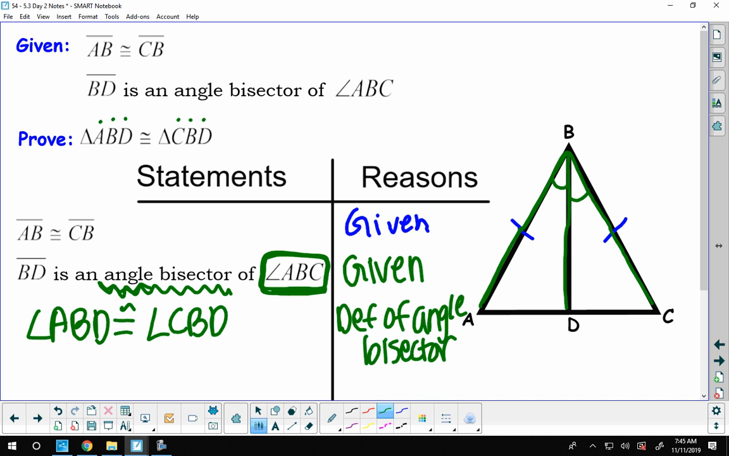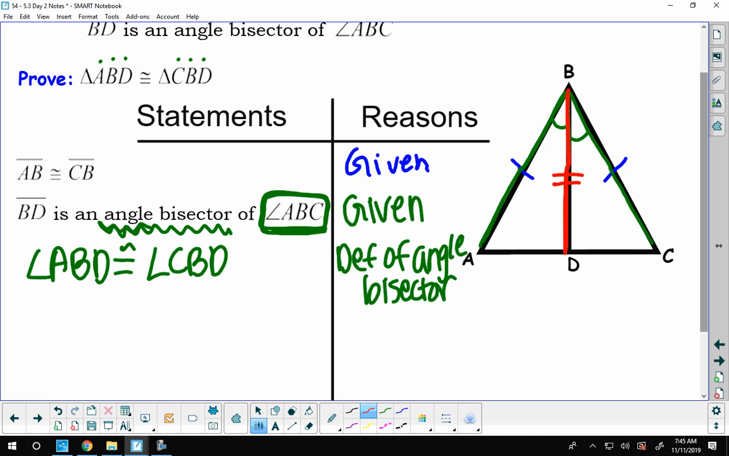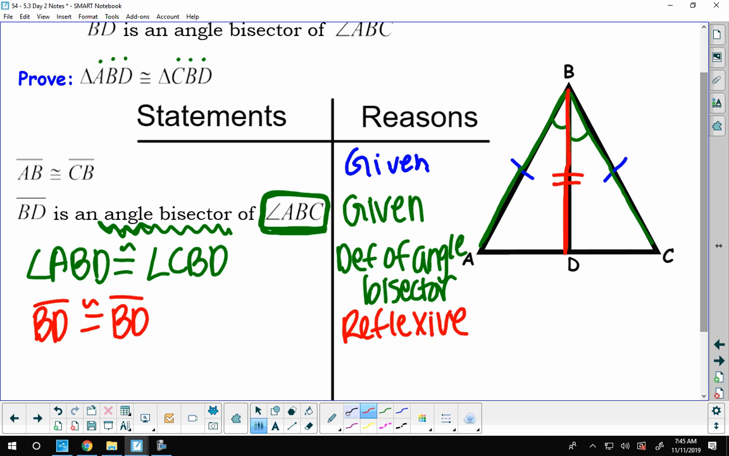And then our next step, do we have reflexive property or vertical angles? In this case, we have reflexive property because we have this segment BD that belongs to our left triangle and our right triangle. And it's the same side. So of course it is congruent to itself. So segment BD is congruent to segment BD by the reflexive property. And now we have 3 pieces of information.